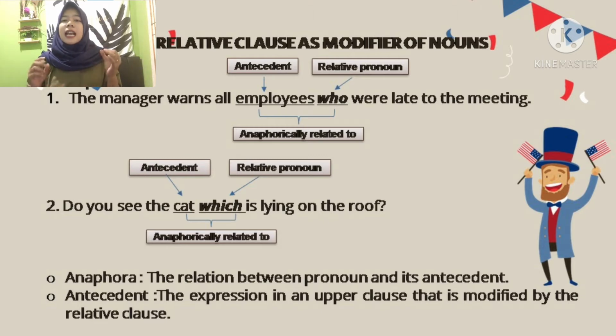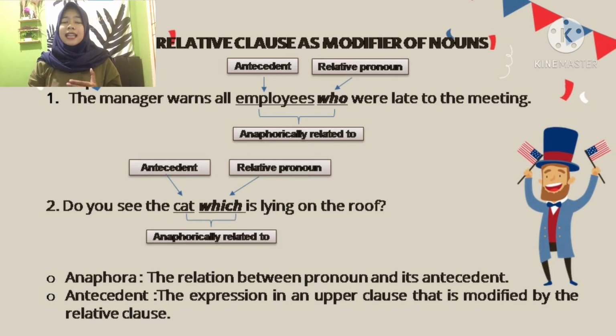Example number 1. The manager warns all employees who were late to the meeting. In example number 1, we have two clauses here. The first one is the manager warns all employees, and who were late to the meeting is the other clause. Both clauses talk about all employees. And who were late to the meeting is a relative clause, which modifies employees.